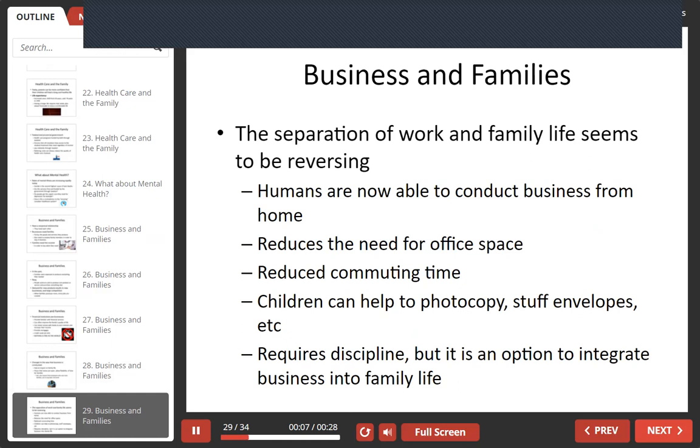Humans are now able to conduct business from their home. This reduces the need for office space and reduces commuting time. Children can also help to photocopy, stuff envelopes for their parents, and this does require discipline, but it is an option to integrate business into family life. But structure is always the ideal option.